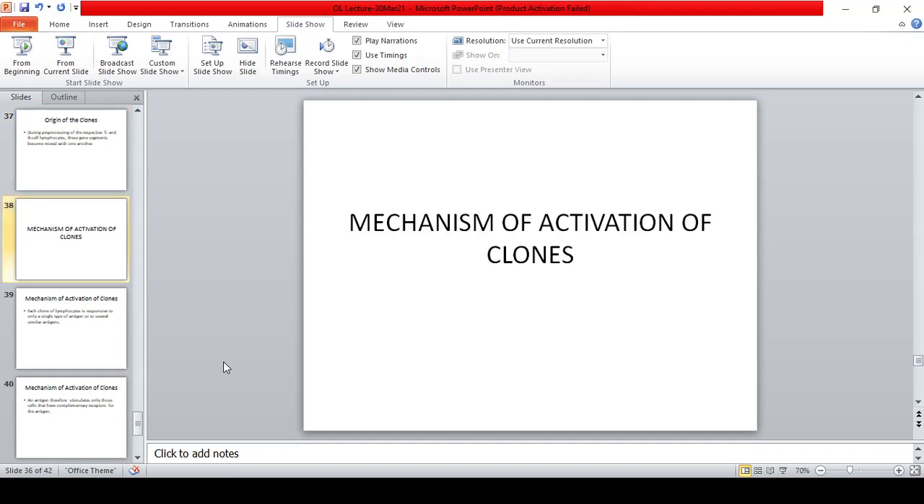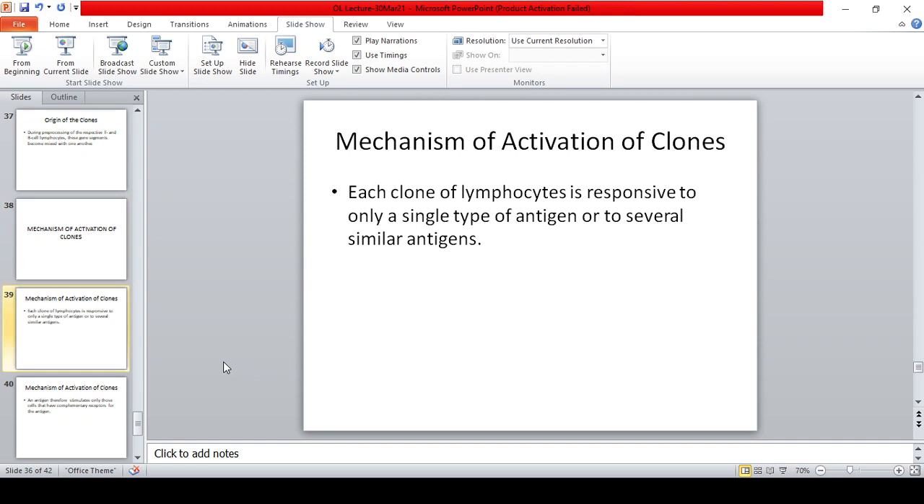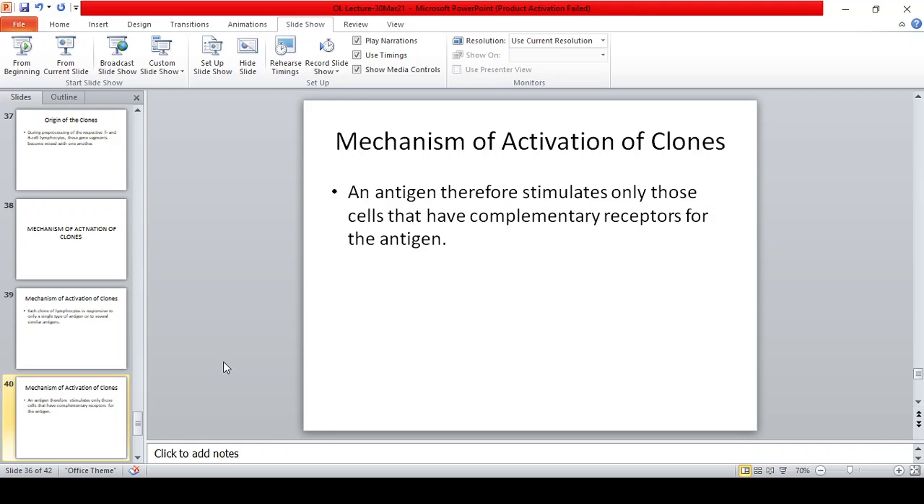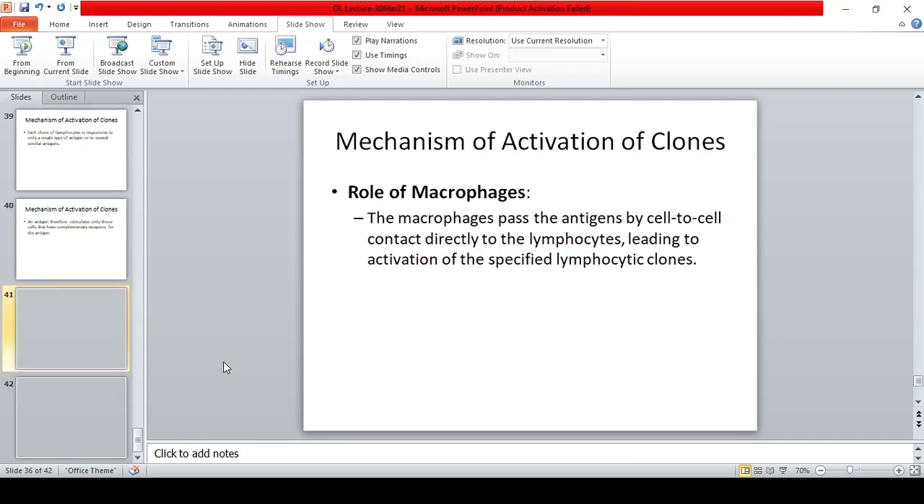Next is the mechanism of activation of clones. So how they are activated, we have already studied that each clone of lymphocyte is responsive to only a single specific antigen, or maybe to very similar antigens, and therefore an antigen stimulates only those cells that have complementary receptors for that antigen, as we have studied.